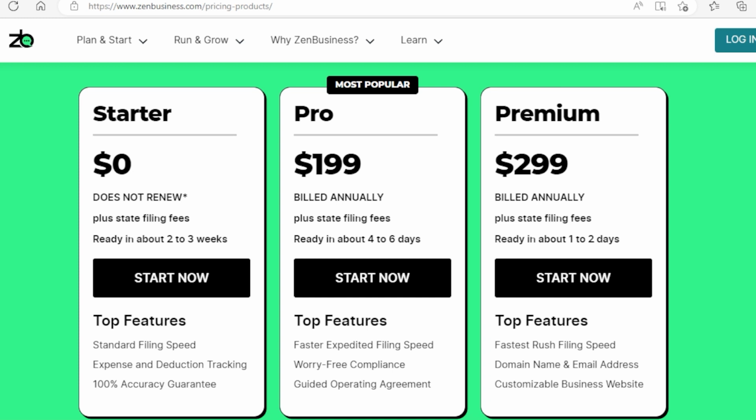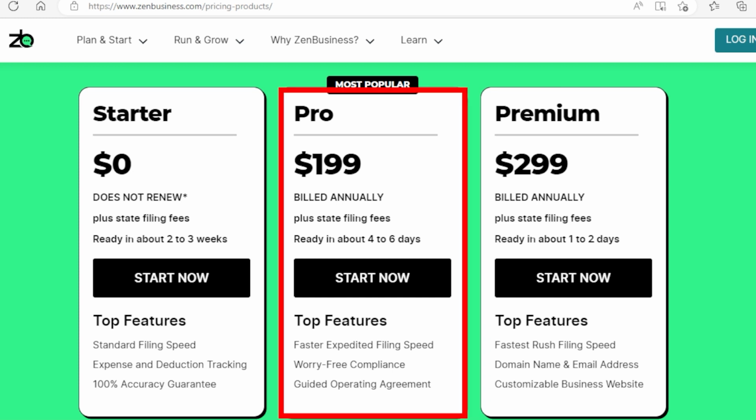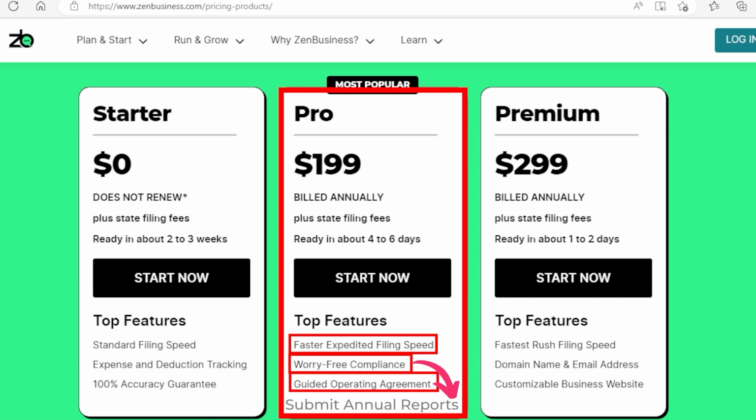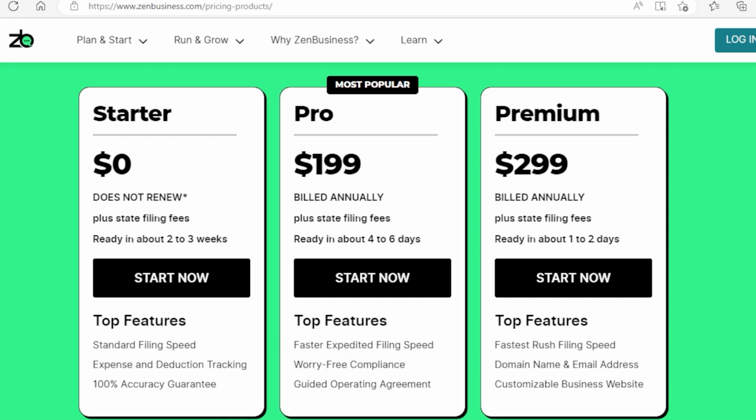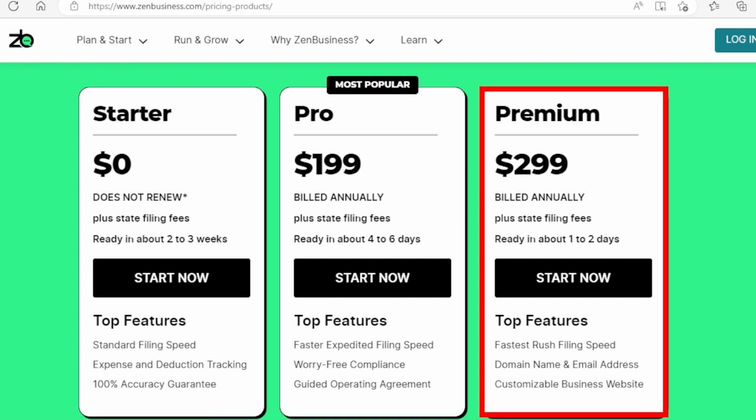Now, if you want to expedite the filing process, you can upgrade to the $199 Pro package, which includes faster filing, worry-free compliance where they help you submit your annual reports, and a guided operating agreement. For an even faster 1 to 2 day processing time with all the bells and whistles, you can go all the way to the $299 Premium plan, which also provides you with a domain name, a website, and a business email.